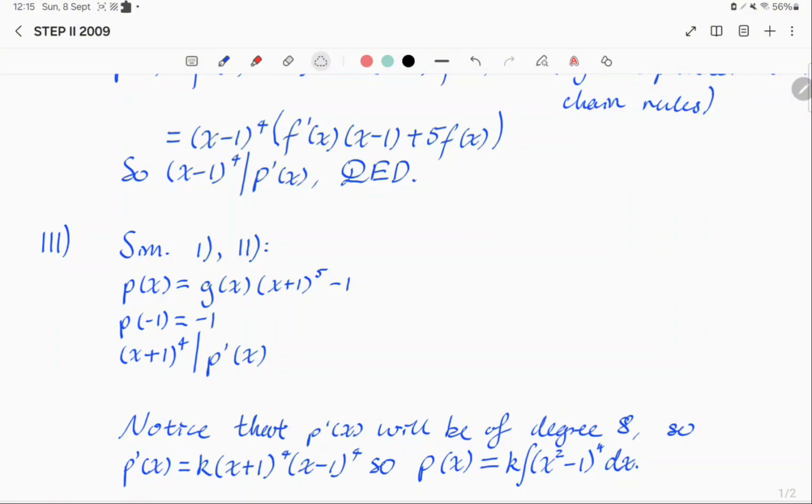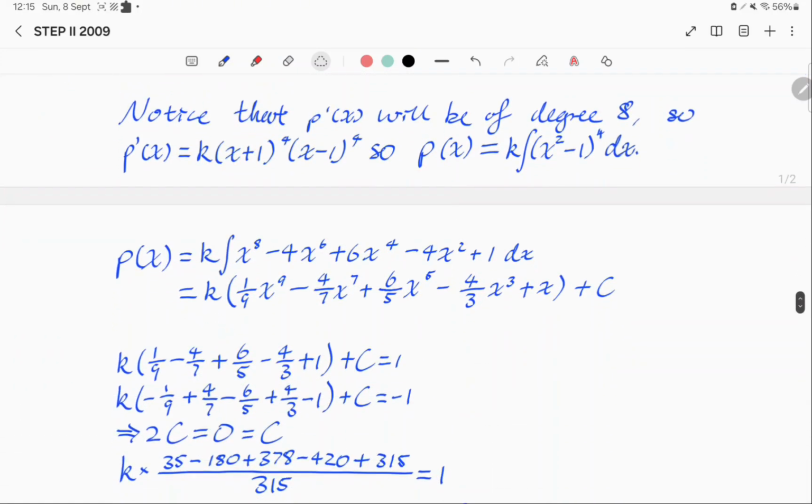Here, it's important to notice that p prime of x will be of degree 8 and therefore is a constant multiple of (x plus 1)^4 and (x minus 1)^4, as this allows you to form two simultaneous equations and solve for the two unknowns to give p of x. Now, if we integrate through, then we have p of x is equal to k multiplied by 1/9 x^9 minus 4/7 x^7 plus 6/5 x^5 minus 4/3 x cubed plus x, plus c.